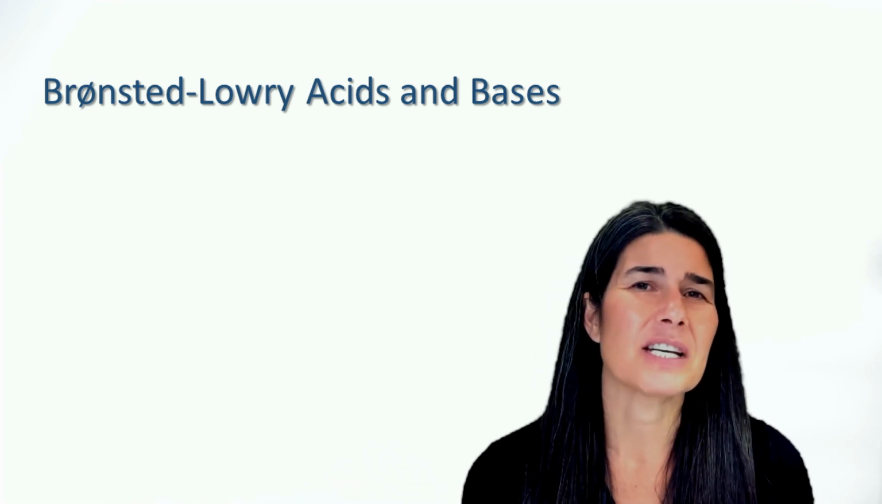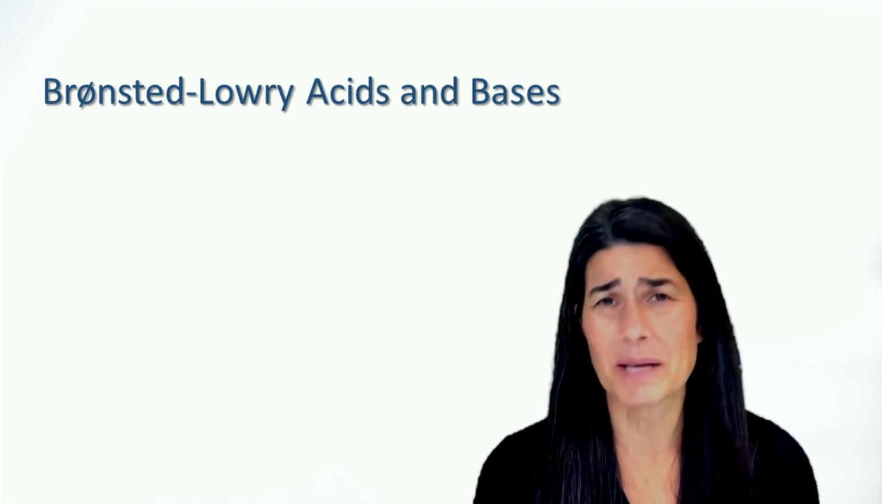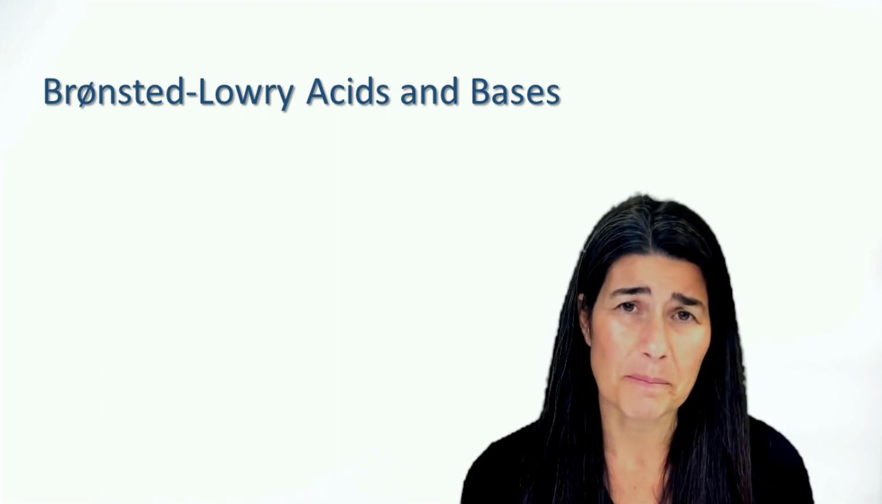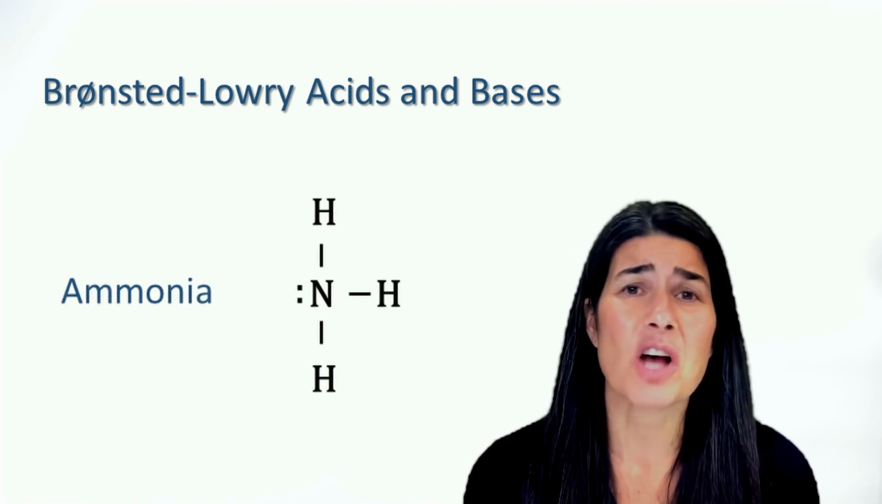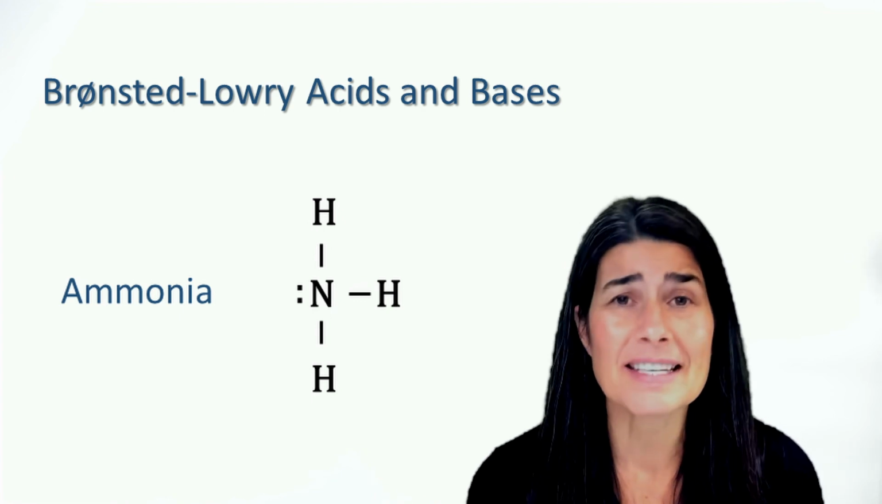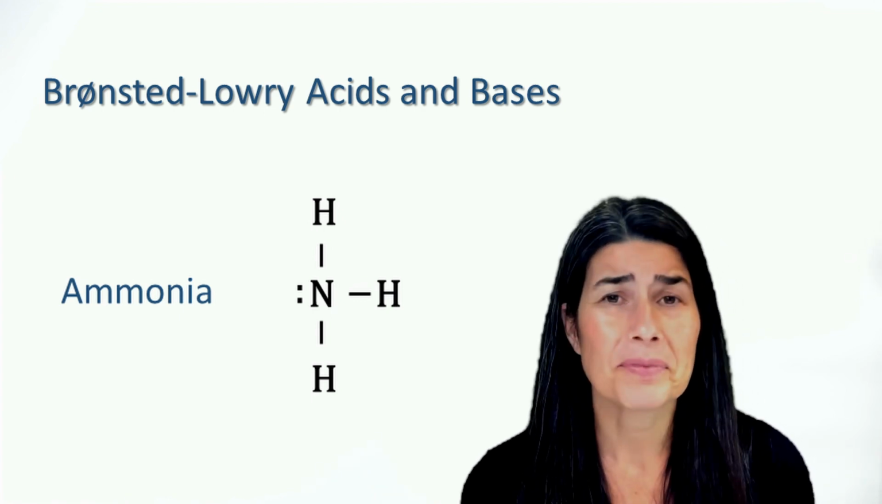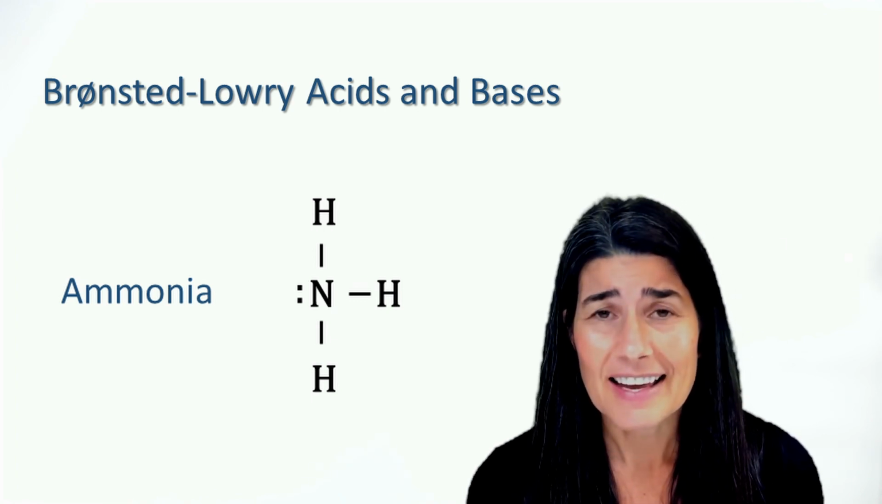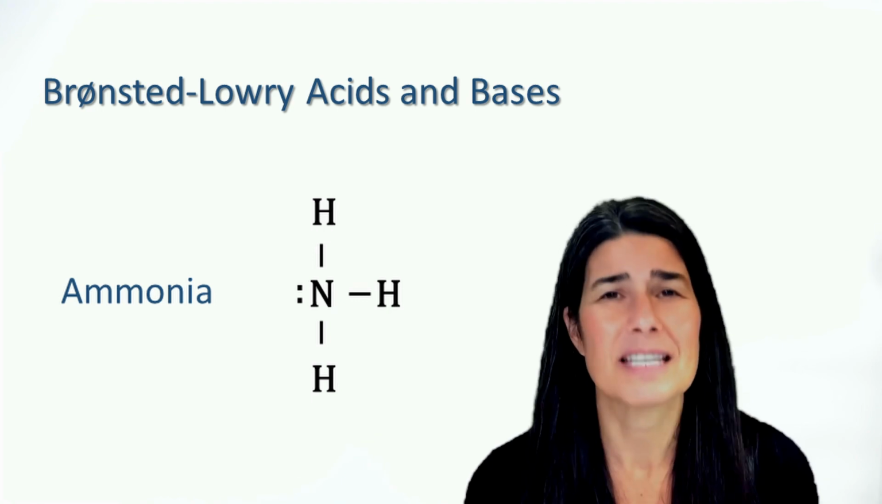Another limitation is that the Arrhenius definition for bases is not deep enough. For example, ammonia, NH3, is a great base. It's often used in cleaners like Windex. But when we look at the ammonia molecule, NH3, there is no hydroxide. It's a base, but doesn't have OH. We need to go deeper.